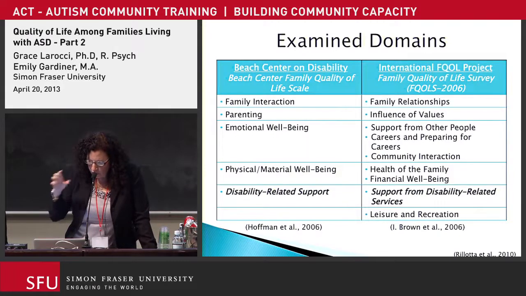The other measure, the International Project on Family Quality of Life, has similar things that they tap into. That interview is much longer and more in-depth. However, they tend to tap into relatively similar dimensions. So depending on the goal of your research or the restrictions that you have, maybe in terms of time, you might opt for one versus the other.